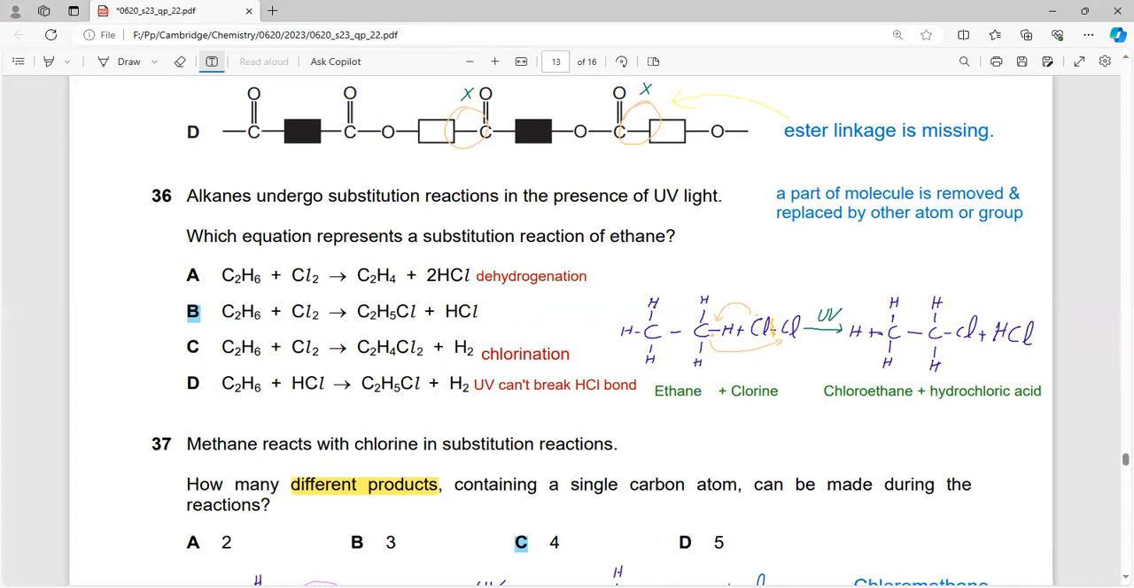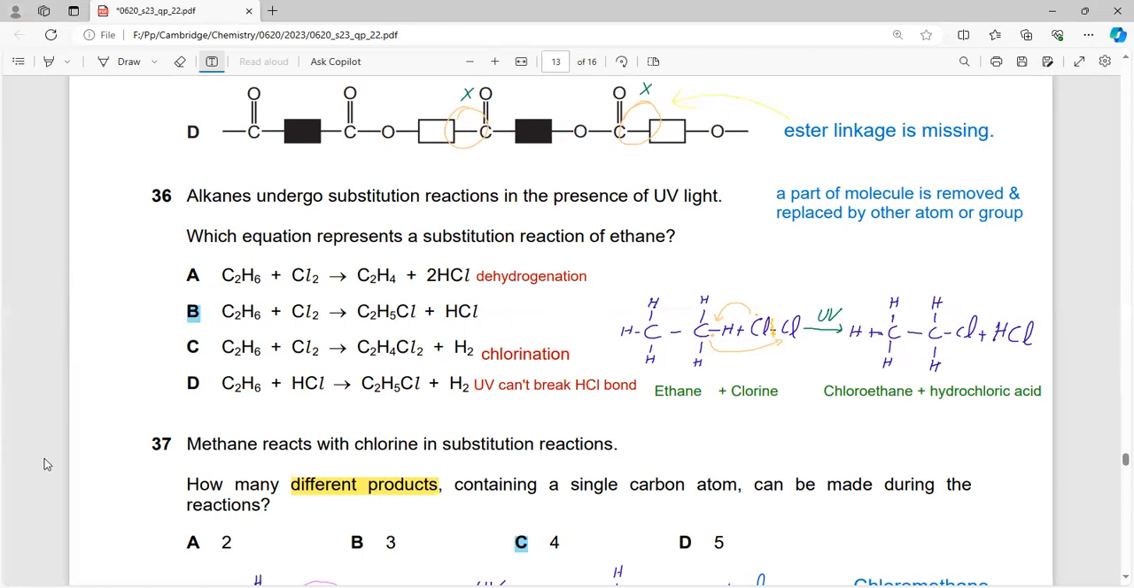In option B, ethane is reacting with chlorine. Ultraviolet light breaks the covalent bond of chlorine, and the chlorine free radical approaches the hydrogen and produces hydrochloric acid. The carbon free radical takes the remaining chlorine and produces chloroethane. In this way, B is our correct option here.